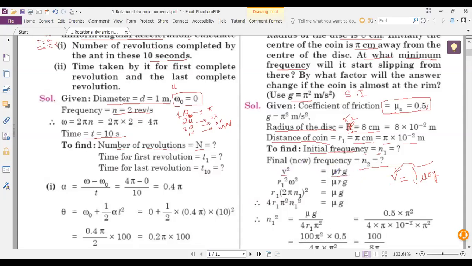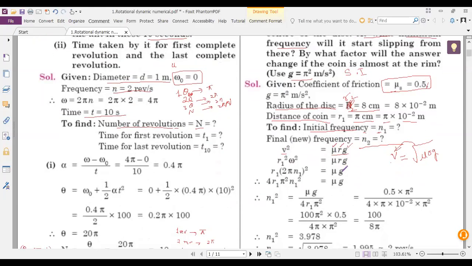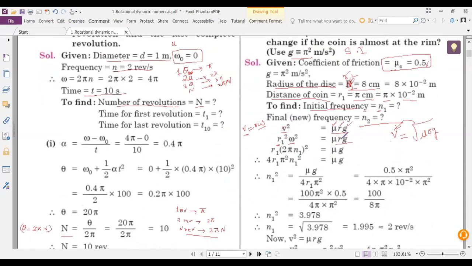Now check what we have. We have μ, we have R, and we have g. We have all parts. But wait, before putting values here, we know the formula of v. v is equal to Rω. So we replace this v by Rω. So we are getting R1² ω² = μR g. Clear? What do we do next? This R is also 1.